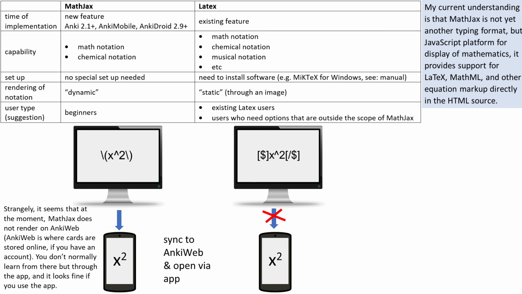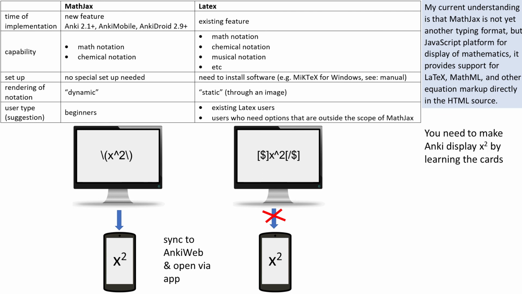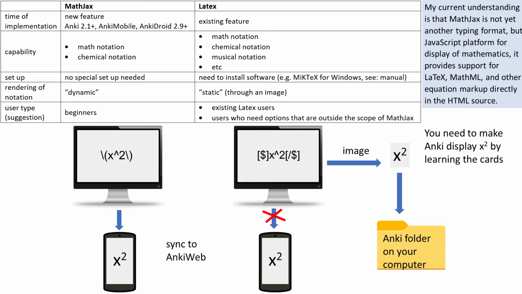You need to create cards on desktop, and then you need to make Anki display the LaTeX formula. That would usually be by learning the cards. What it does is that Anki creates an image, an actual image of the LaTeX formula. This image goes to the media folder, as all images do, and when you sync it online, you will be able to see the formula on your mobile.